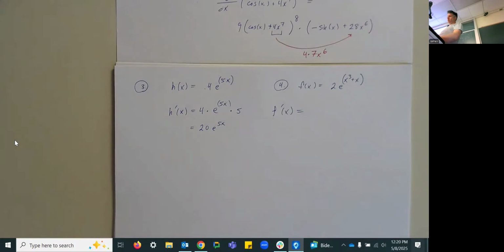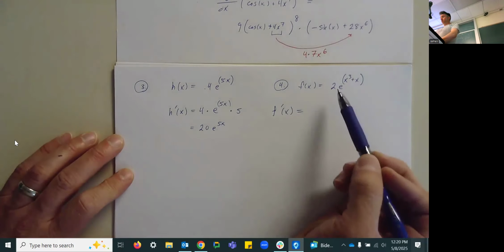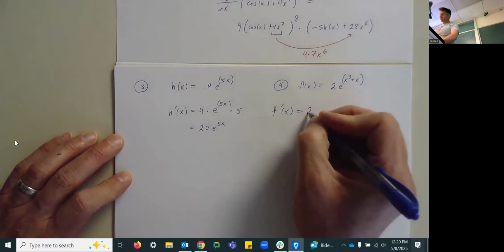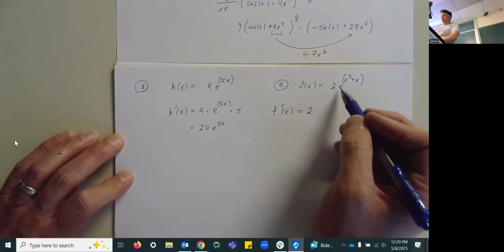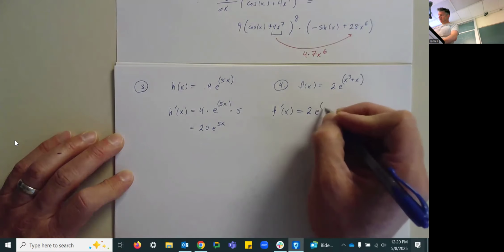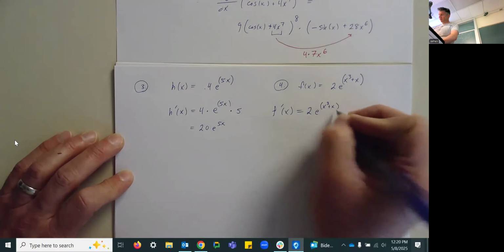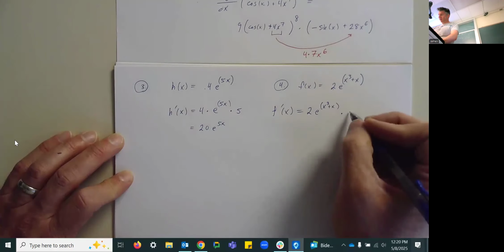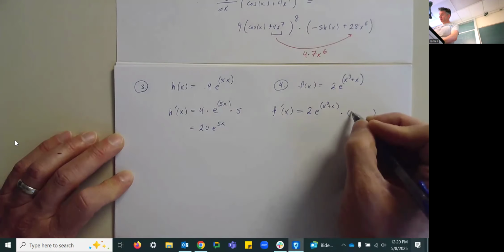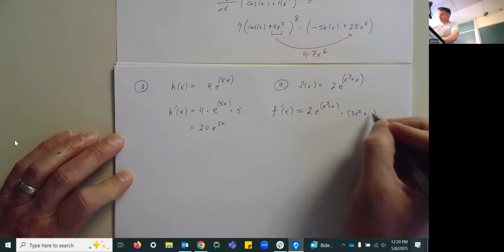All right, so let's see. Again, constant multiples hang out. The 2 is going to stick around. The derivative of e to the something is e to the same something, but then we have to multiply by the derivative of that something, which is going to be 3x squared plus 1.